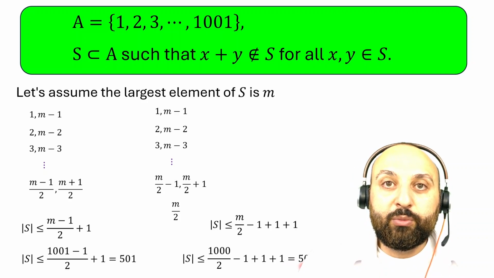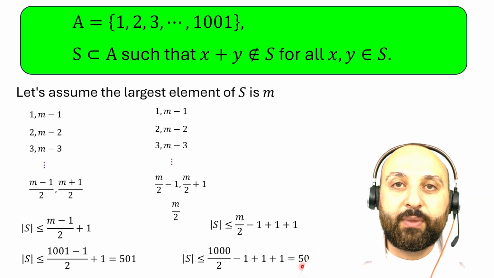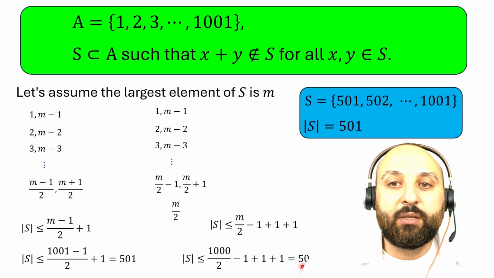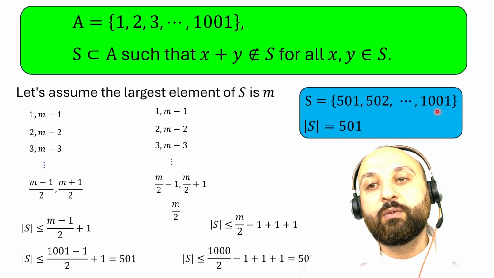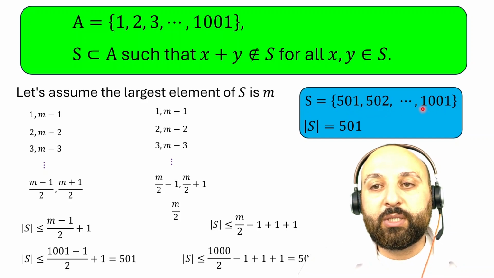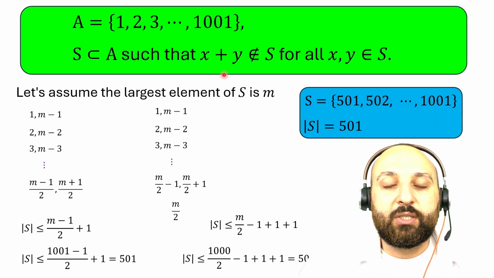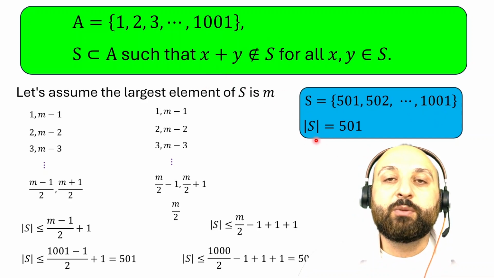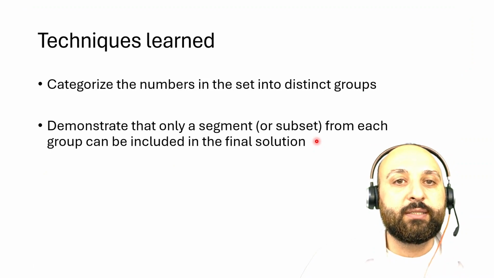But in order to make 100% sure that this maximum is possible, we have to give an example. And the example is very simple. You can select S equal to 501, 502 till 1001. Obviously, if you take any two numbers from this subset, the addition will be more than the maximum. Therefore, it fulfills the properties of S. Therefore, the maximum size of S is 501. So the answer is option C.